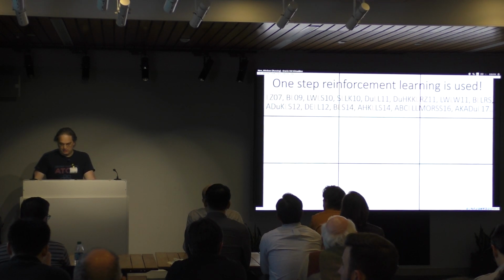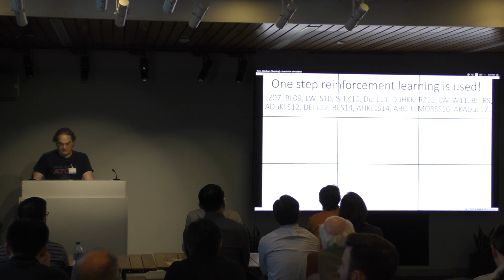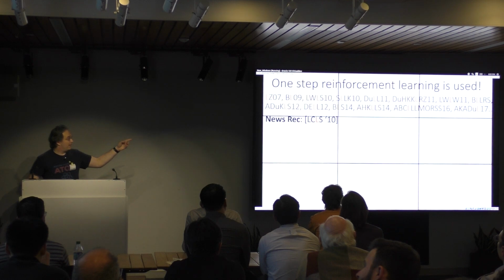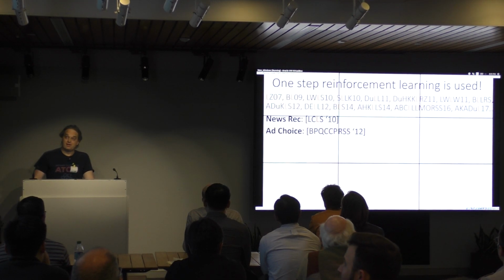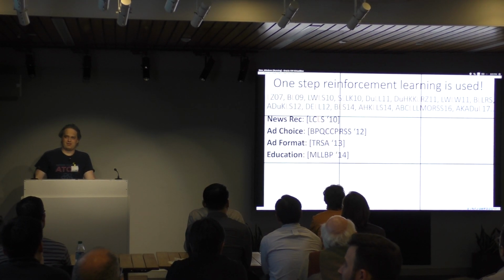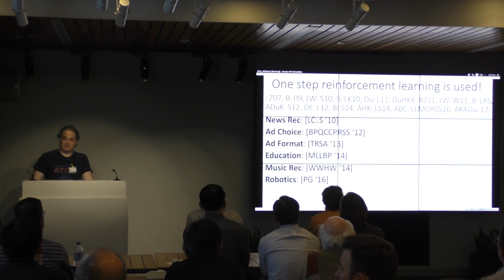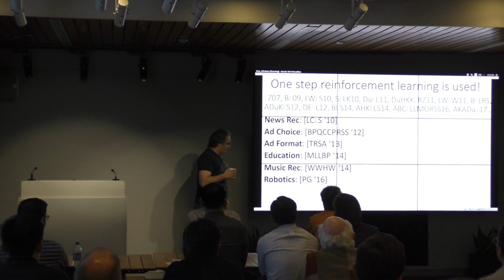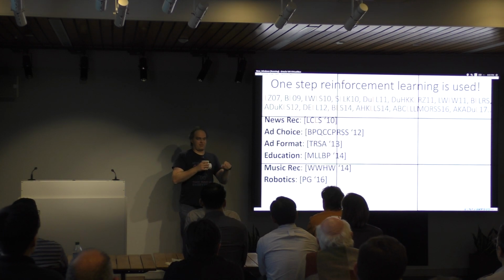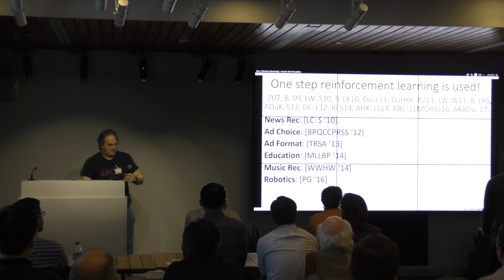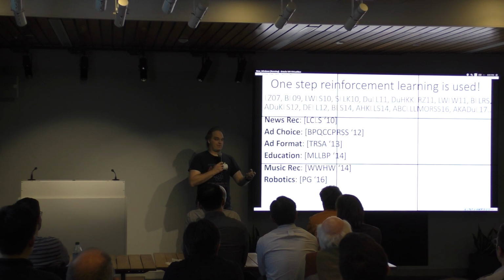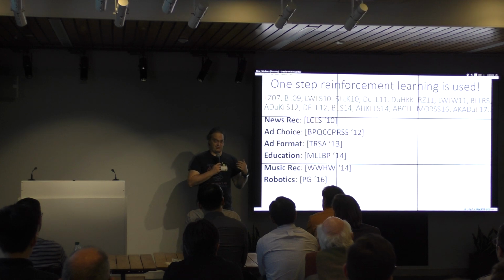Okay, so this gets used. I've had a number of papers on this. News recommendation, when I was back at Yahoo, was the first application we worked on. It's been used for ad choice and ad format and education and music recommendation and even robotics. That's a pretty cool one. In robotics, you'd think it's a very stateful problem, and so you really need to have a multi-step reinforcement learning paradigm to solve it.